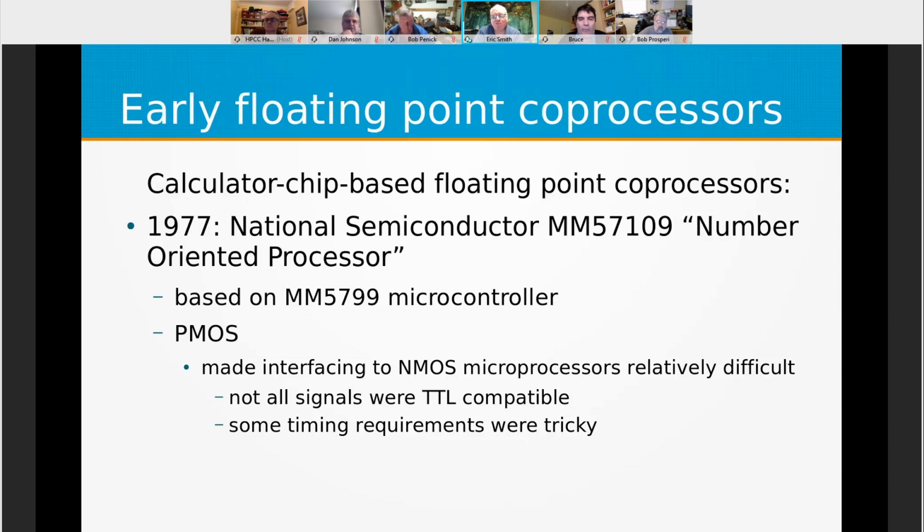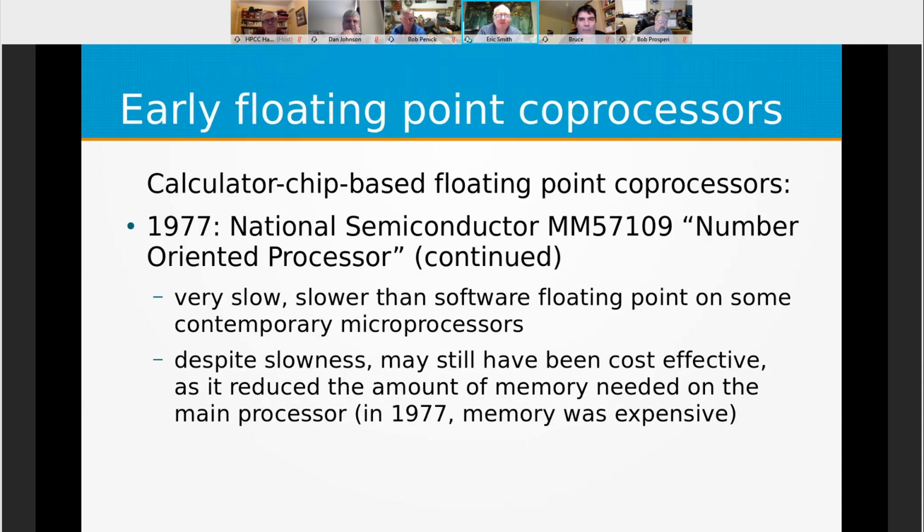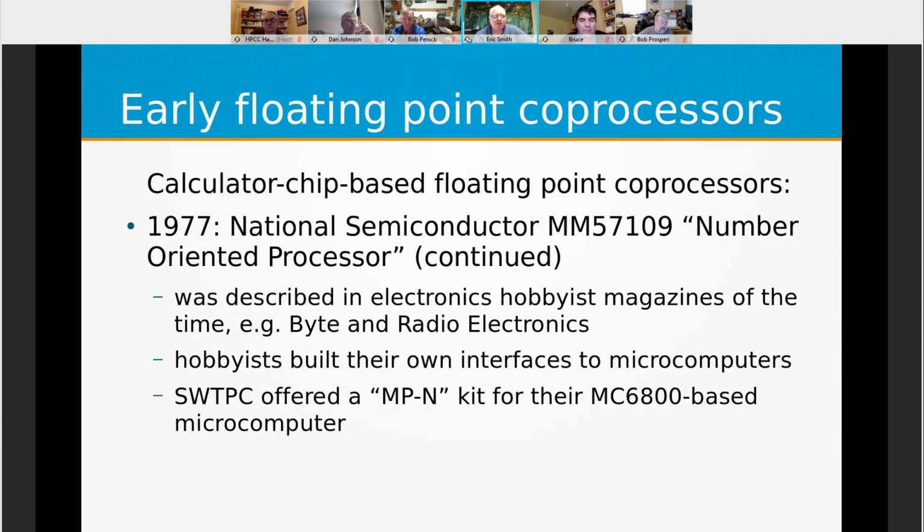So hooking up a 57109 to your microcontroller to get floating point was not entirely a panacea, and it was not necessarily really easy. As I said, very slow, but it may still have been cost effective. As I said earlier, it reduced the amount of memory that you needed on your main processor. Because memory sizes expanded rapidly and costs went down rapidly, this trade-off was not a good one for very long. But in 1977, it was not bad.